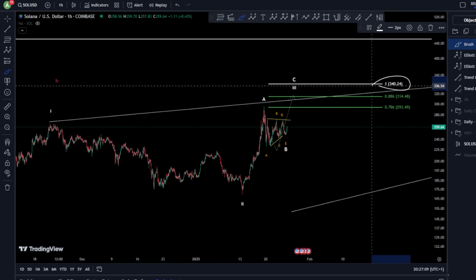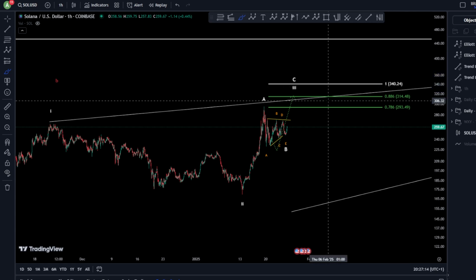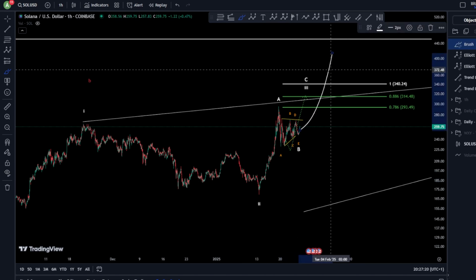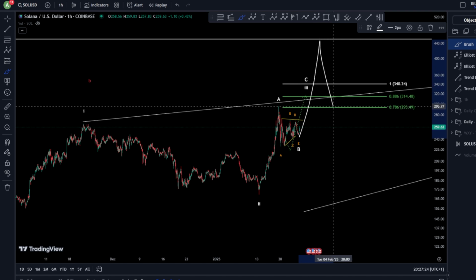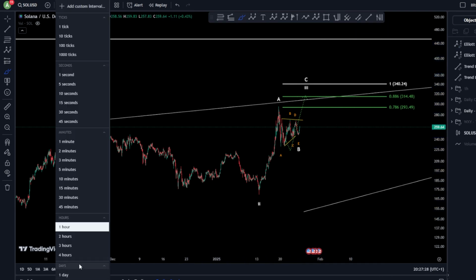But again, let's mention this. If we break the $340 at the 1-to-1 fib level, that would mean that we cannot be impulsive more than this. I mean, it can, of course, be even an extended wave C, nobody knows. But after this, we're going to see a massive drop. And that's because, let's go back to the daily.